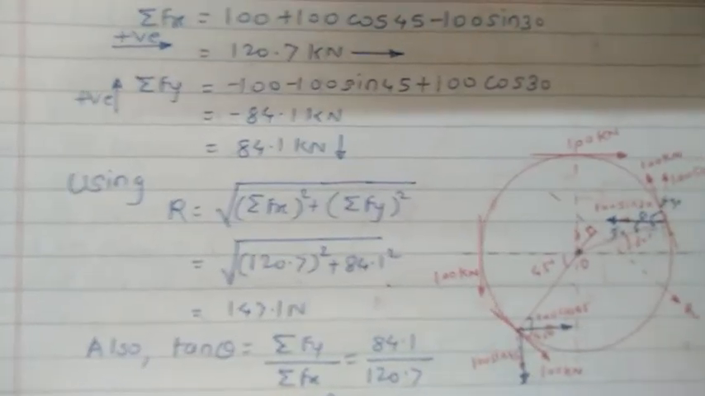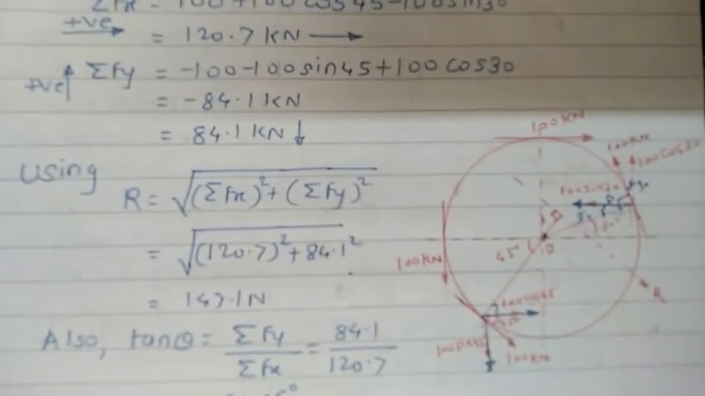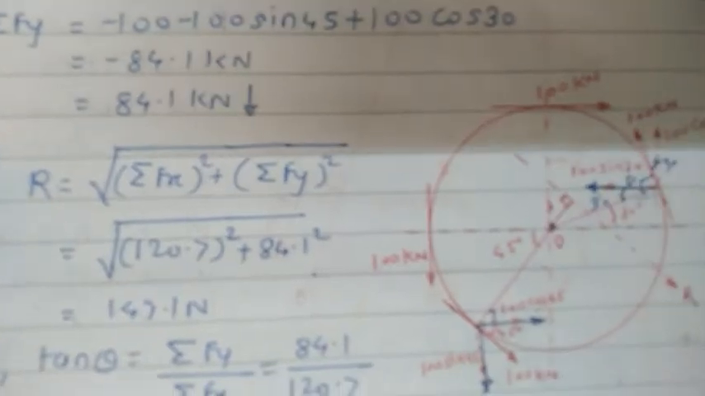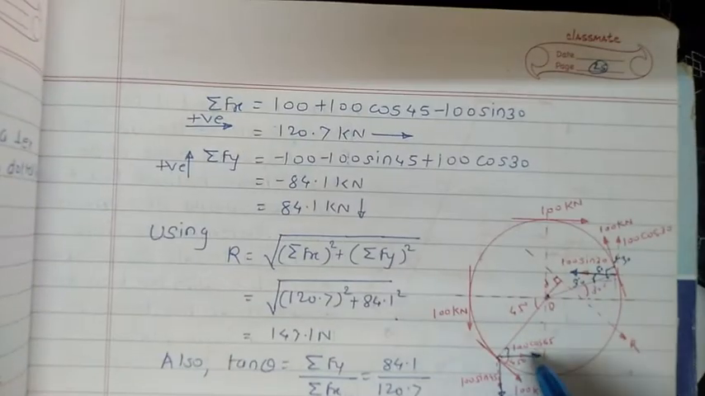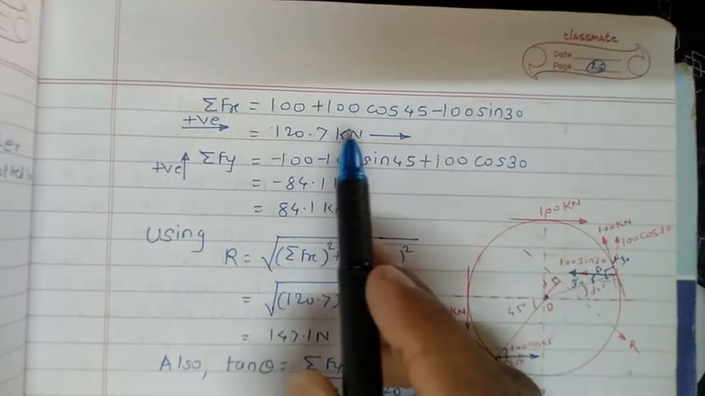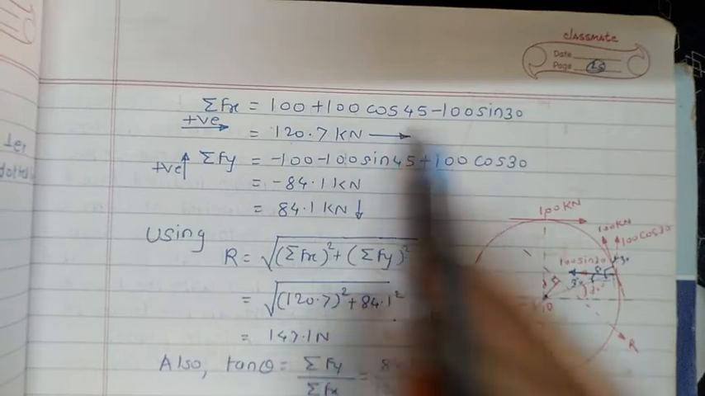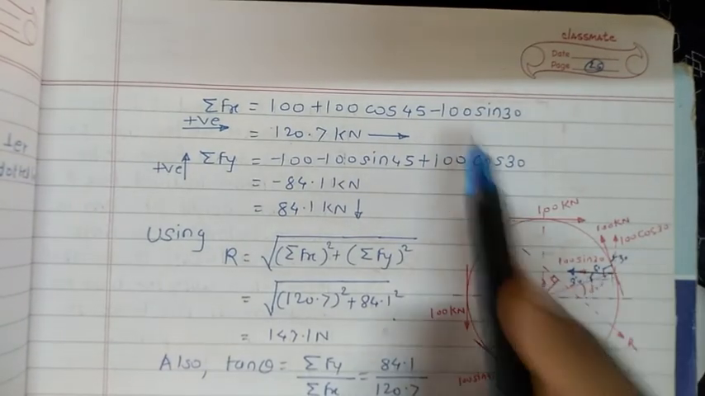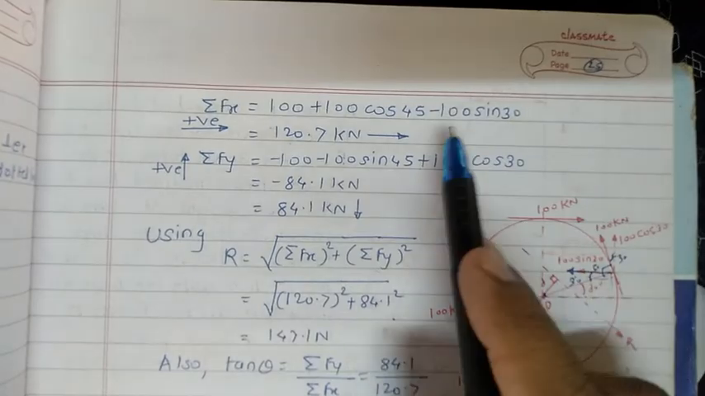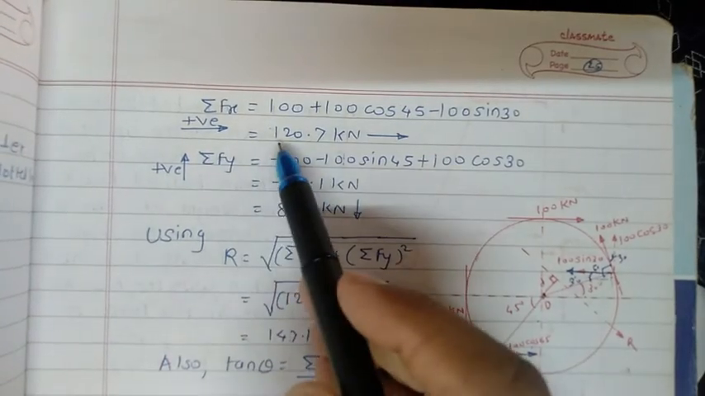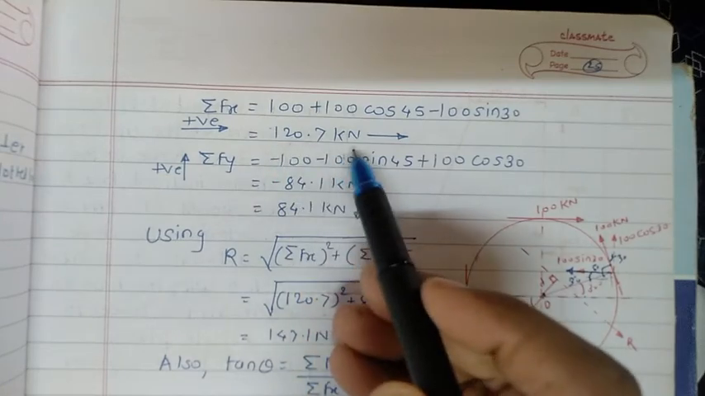Look towards this diagram carefully. 100 cos of 45, 100 cos of 45, this force with us, this one. This force also running towards the right direction. Consider this force as positive. The next force is here, 100 sine of 30, running in reverse direction. So give the minus sign for this one. Do the calculation. After doing calculation, we found the value for the same as 120.7 kilonewton.